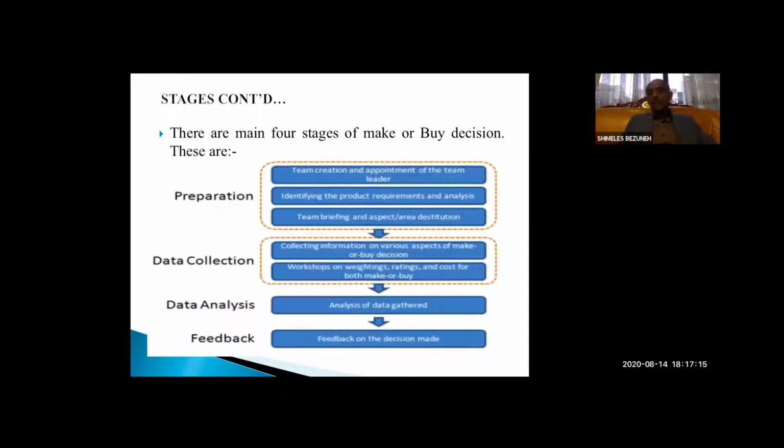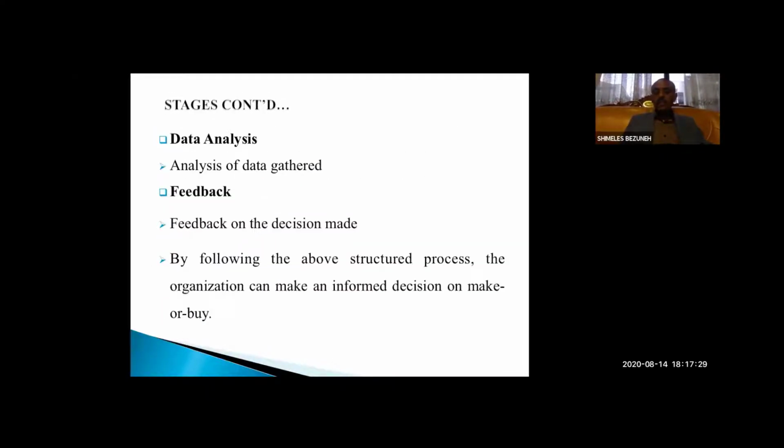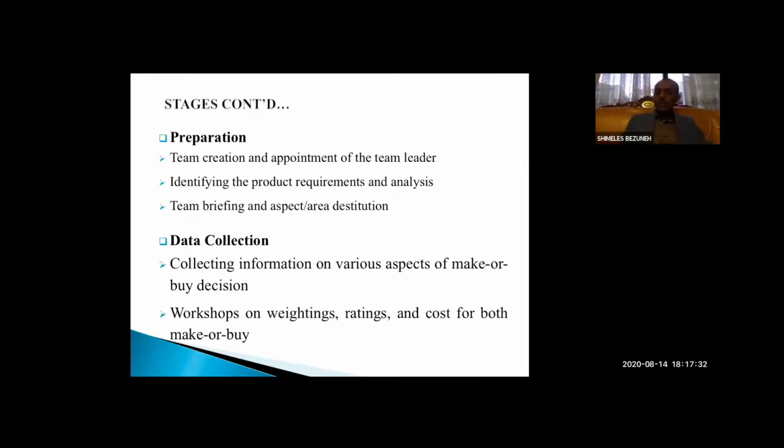So there are four main stages in order to make the best strategic decision to choose either to make or buy. Those stages are preparation, data collection, data analysis, and feedback. What does preparation mean? When management wants to make a decision between make or buy, first they should make a preparation. In the preparation stage, we create a team with a team leader, and we give the team the product requirements. We identify what the product requires, and the team must understand the product requirements well.